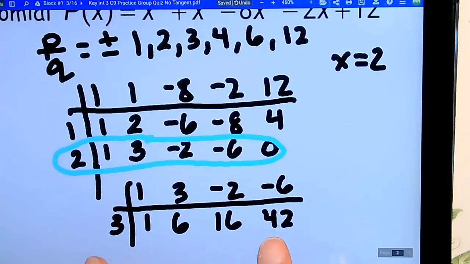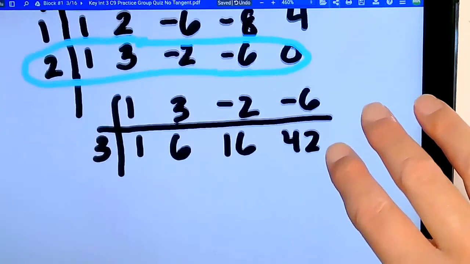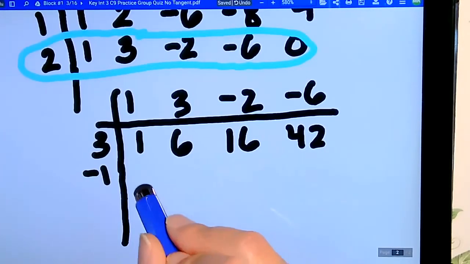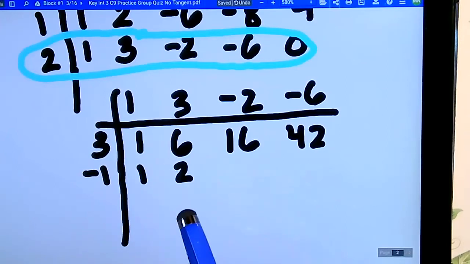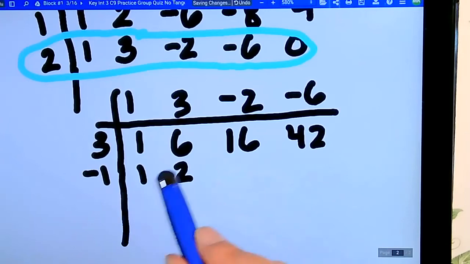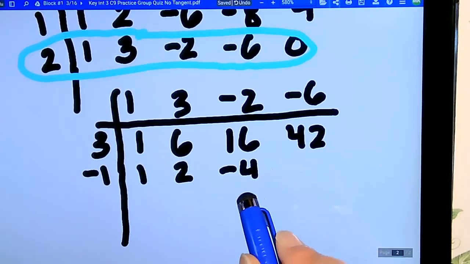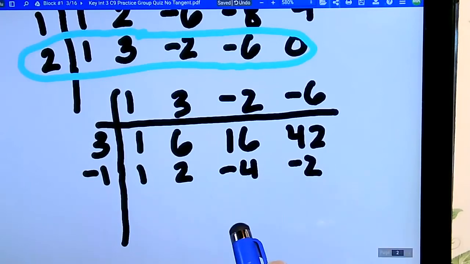If I try a positive and I get all positives, this is not going down. Don't try anything bigger than 3. Okay, so I'm going to start doing negatives. Okay, so I'm just going to move this up a little. Let's say I do a -1. Bring down my 1. 1 times -1 is -1. Add it to 3, 2. 2 times -1 is -2. Add it to -2, -4. -4 times -1 is 4. Add it, I get a -2.